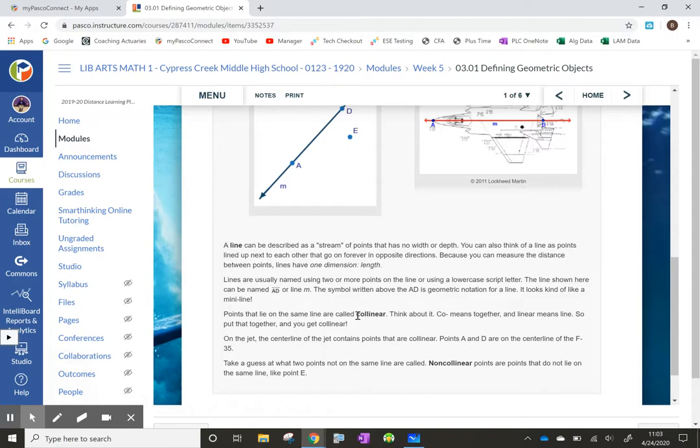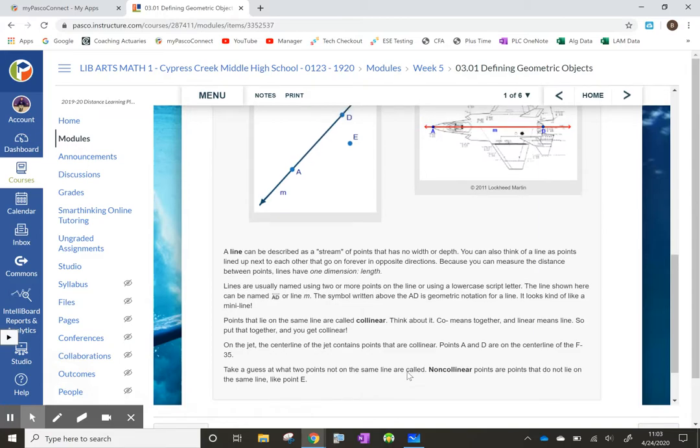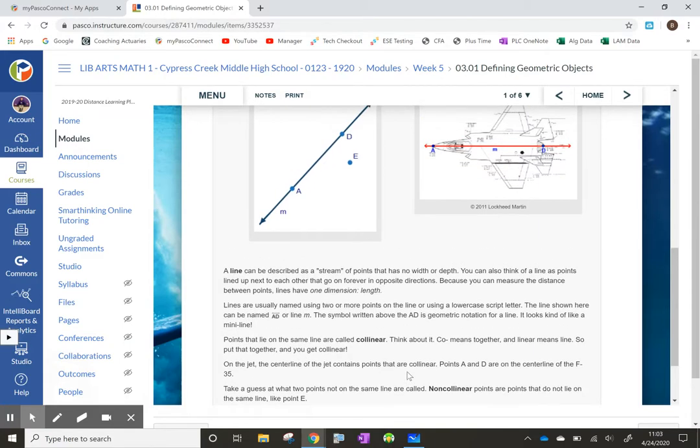There is more to read here. Points that lie on the same line are called collinear. Co means together, and linear means line. And then non-collinear points are points that would not be on the same line.